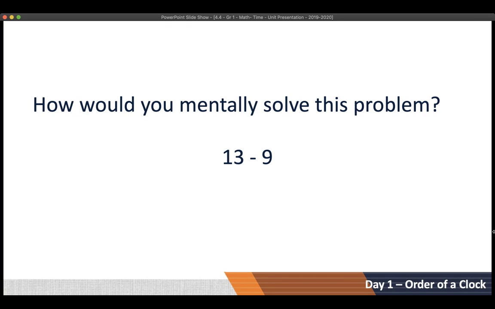How would you mentally solve the problem? 13 minus 9. So you should have 4. 14 minus 12. You should have 2.